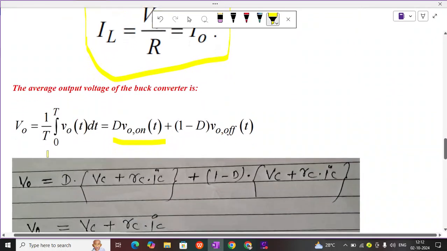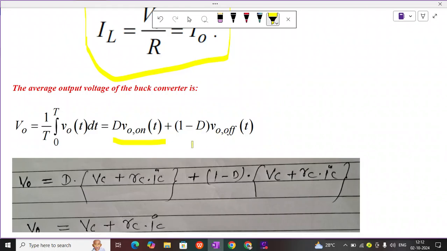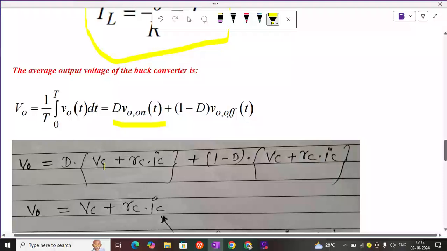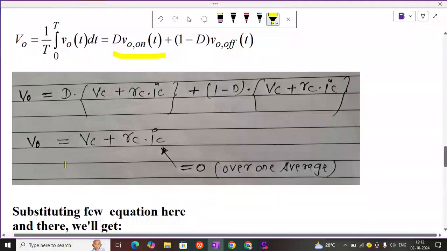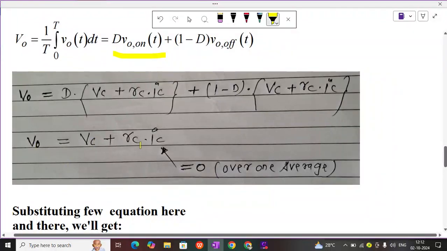So if I have derived this V output when on and output when off, we have these two expressions with us. I just substituted the value, and when I simplified this, what I am going to get is that V naught equal to Vc plus RCIC.